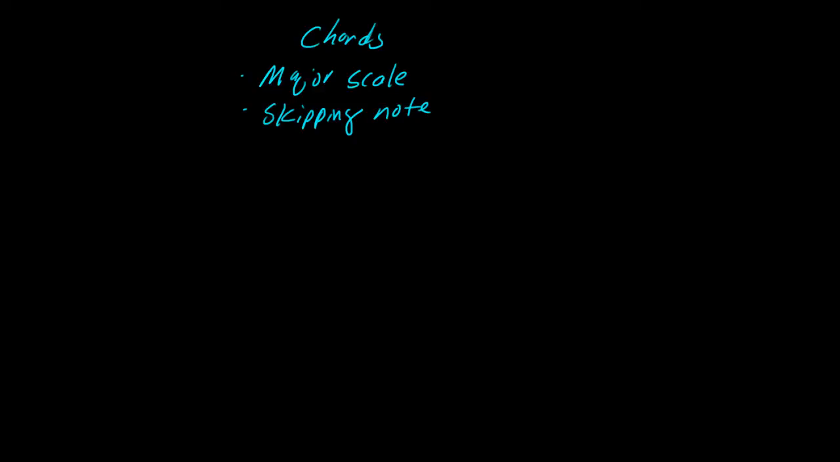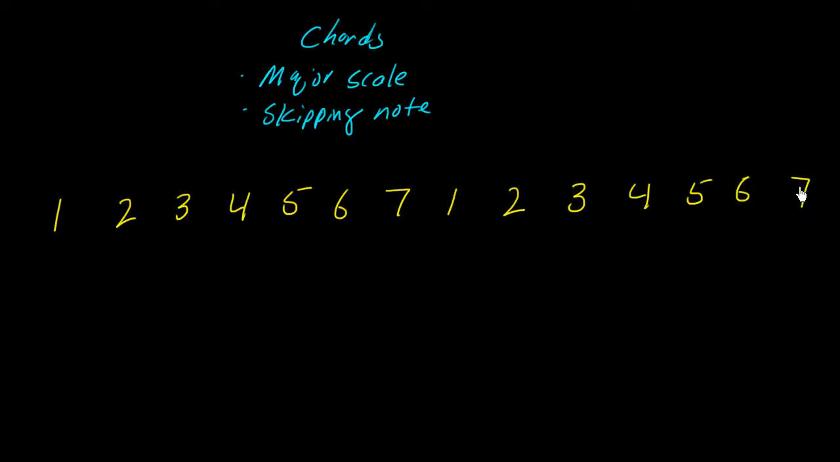So I'm going to put a diagram, and I'm going to do this in the number system, because remember, the number system basically represents the major scale. It just assigns a number to the intervals. 1, 2, 3, 4, 5, 6, 7. But instead of only writing one scale, I'm going to repeat it one more time. So after 7 comes 1, 2, 3, 4, 5, 6, 7. So that's basically two major scales back to back.